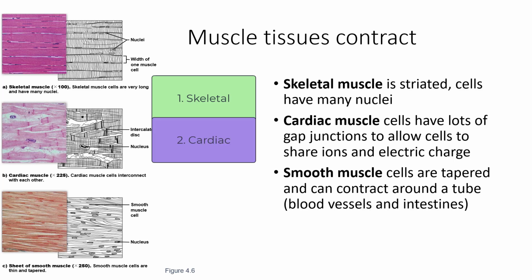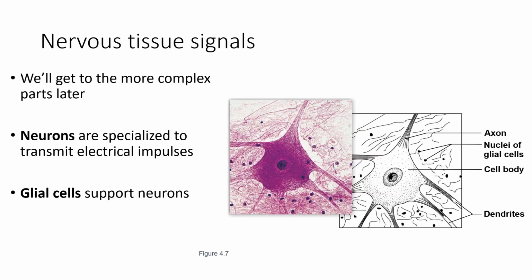Cardiac muscle is found exclusively in the heart and has gap junctions, which mean these different cells can share the same ions and can share the same electrical charge, allowing the whole heart to contract as a unit. Smooth muscle cells are tapered. They can contract around a tube. Smooth muscle cells will be found in blood vessels. They will also be found in the intestines, where they can squeeze around a tube and squeeze the stuff within.